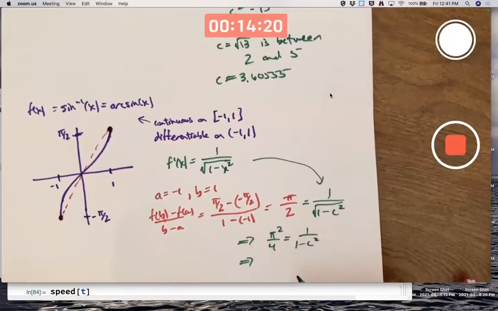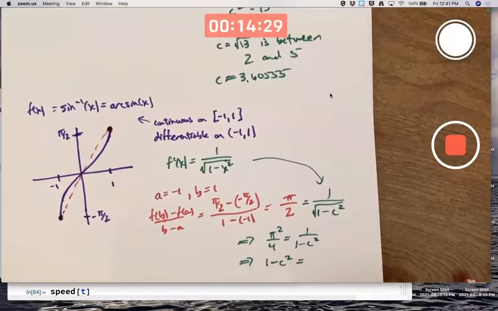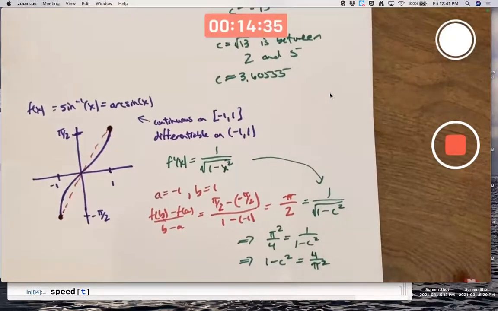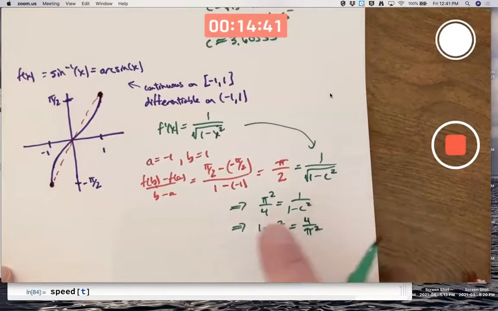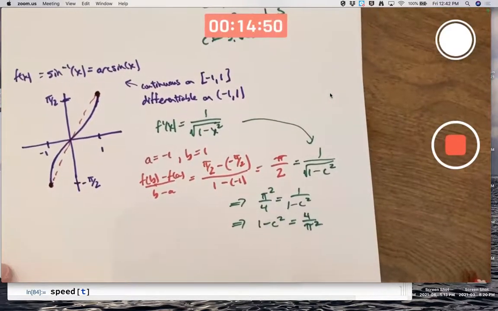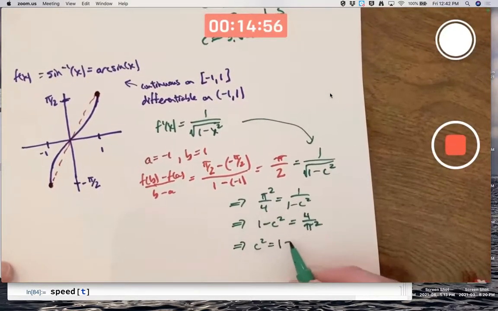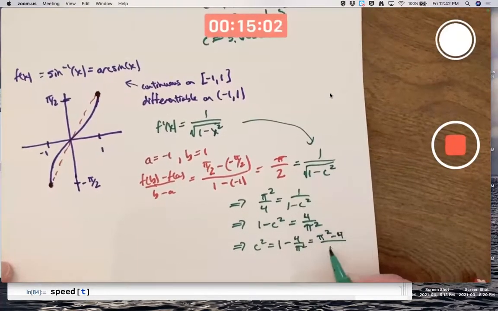Then you could cross multiply effectively. Multiply both sides by 1 minus c squared, and also multiply both sides by 4 over pi squared. That's what I did there. I multiplied both sides by 1 minus c squared to cancel it on the right side and give me a 1 minus c squared on the left side. And then I also multiplied both sides by 4 over pi squared to cancel that on the left side and get it on the right side. If you solve this for c squared, you get c squared is 1 minus 4 over pi squared, which is pi squared minus 4 over pi squared.